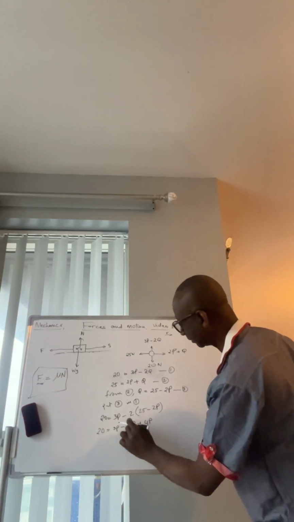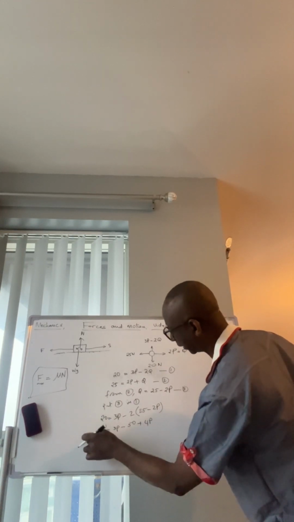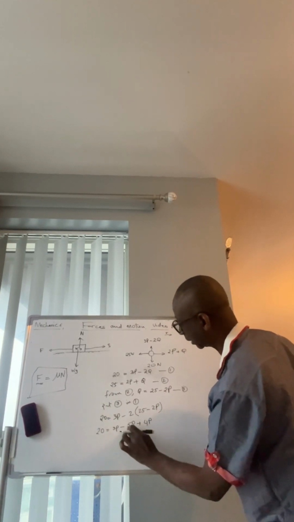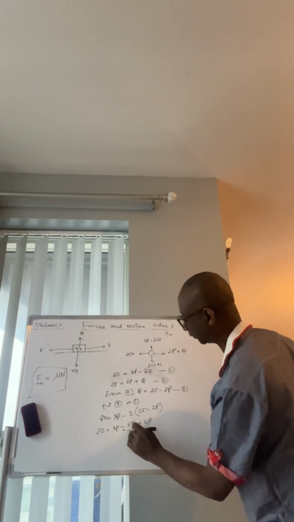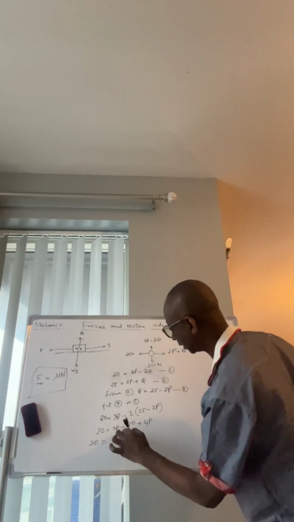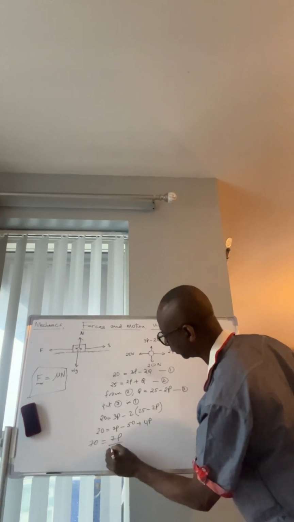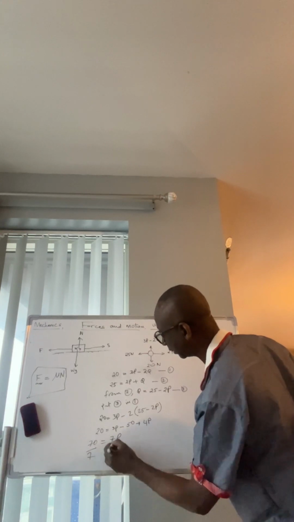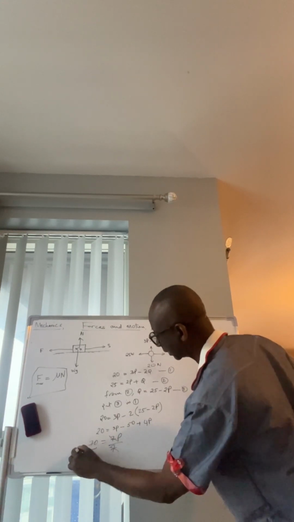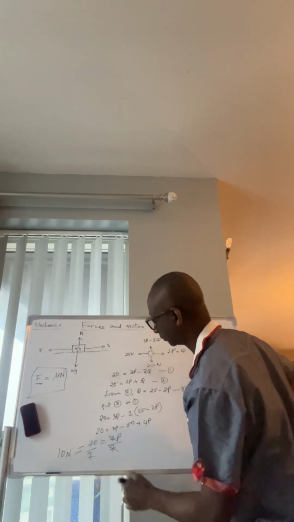If you bring the minus 50 over there to the 20, collecting like terms, it's going to be 20 now plus 50. So this is going to be 70 equals 3p plus 4p. This is going to give you 7p. So you just divide by 7. This cancels this. So your answer here will become 10. 10 newtons. P is 10.